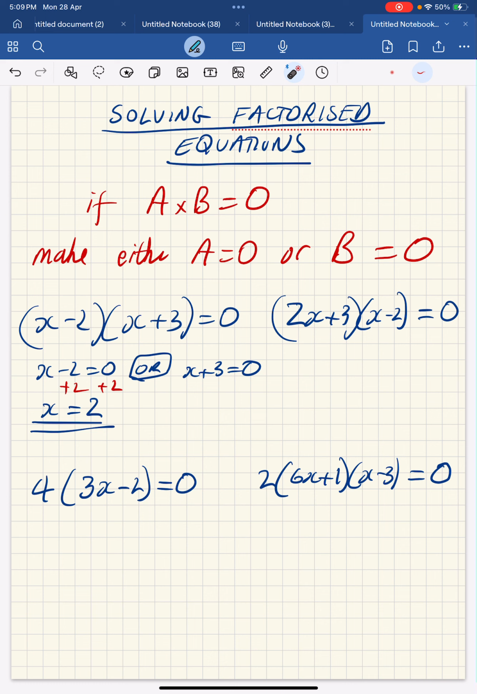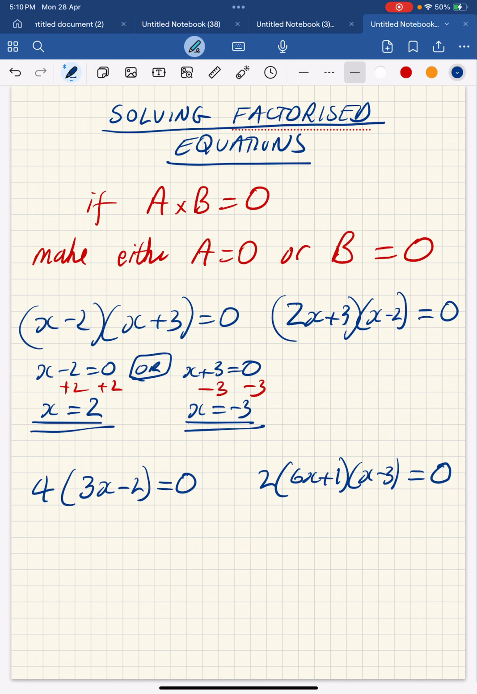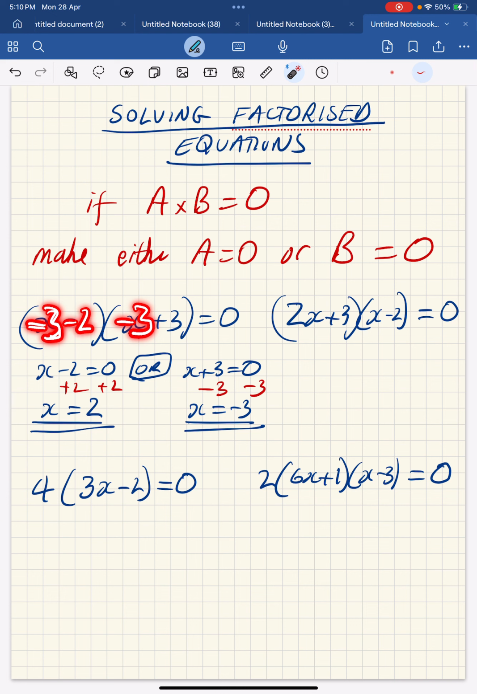Okay, let's take the next bit. Otherwise, we make x plus 3 equals 0, minus 3 minus 3. So here we get a solution x equals negative 3. Let's test it in the original equation. So if x equals negative 3, let's sub a negative 3 here, and a negative 3 here. Negative 3 subtract 2 is negative 5. But that's times 0 here. And of course, negative 5 times 0 is 0. All right, so that's our technique each time.